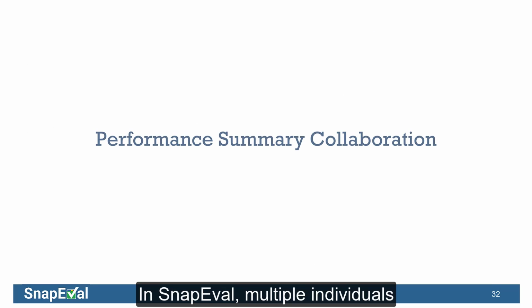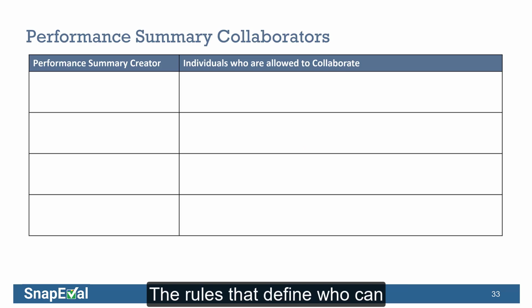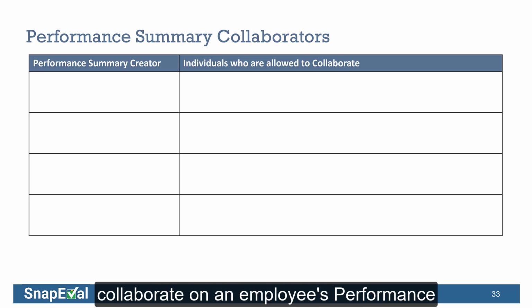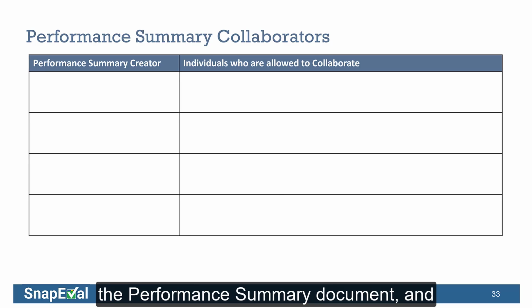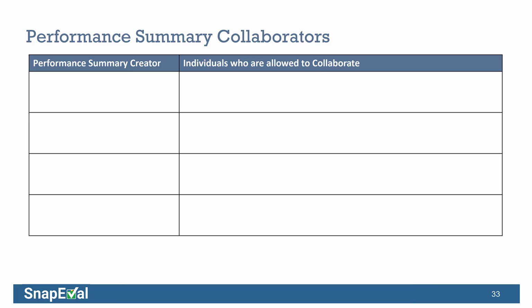In SnapEval, multiple individuals can work together on an employee's performance summary document. We call this performance summary collaboration. The rules that define who can collaborate on an employee's performance summary are based on who initiates the performance summary document and their relationship with the employee.